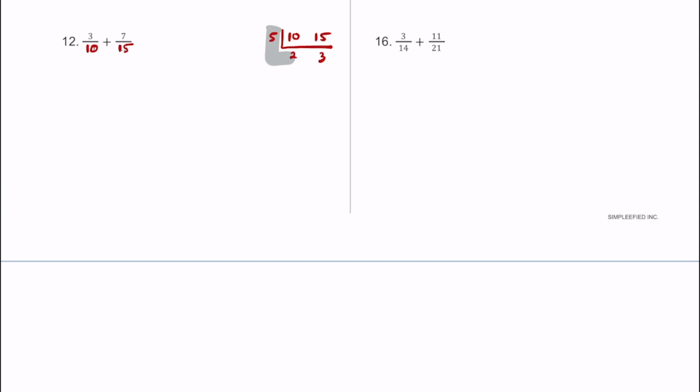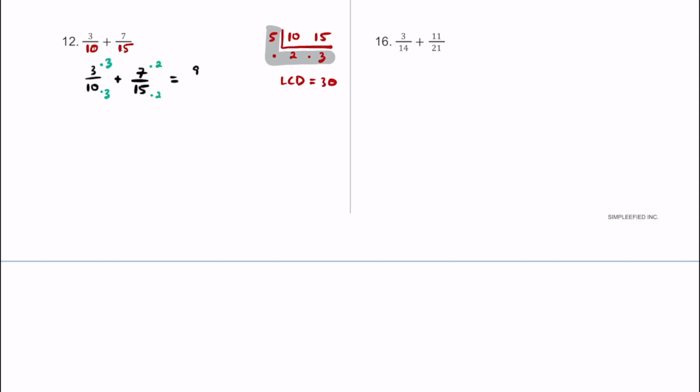Now, if we go ahead and see when these meet for the first time, 5 times 2 is 10, 10 times 3 is 30. So the least common denominator here is going to be 30. Let's take this 3 over 10 and add this 7 over 15. If we want to get 30, let's multiply this first fraction by 3 over 3. And to get this to be 30, let's multiply this one by 2 over 2.